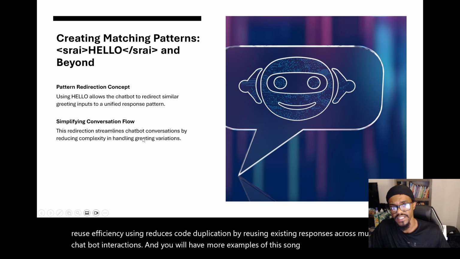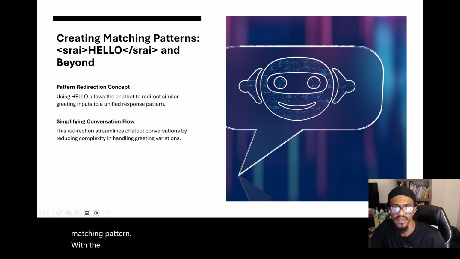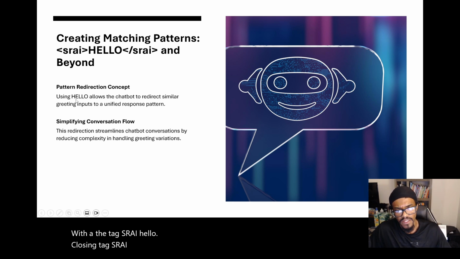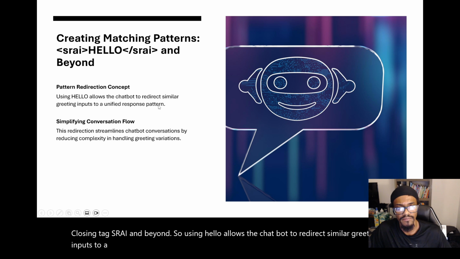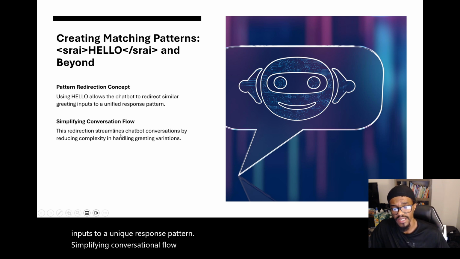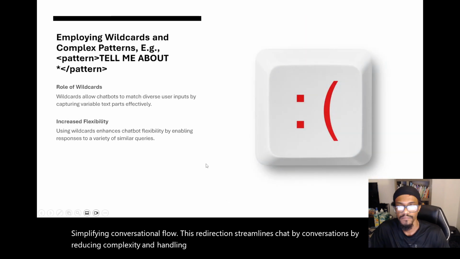So we'll create a matching pattern with the tag srai, hello, closing tag srai, and beyond. Using srai hello allows the chatbot to redirect similar greeting inputs to a unique response pattern, simplifying conversational flow. This redirection streamlines chatbot conversations by reducing complexity and handling greeting variations.